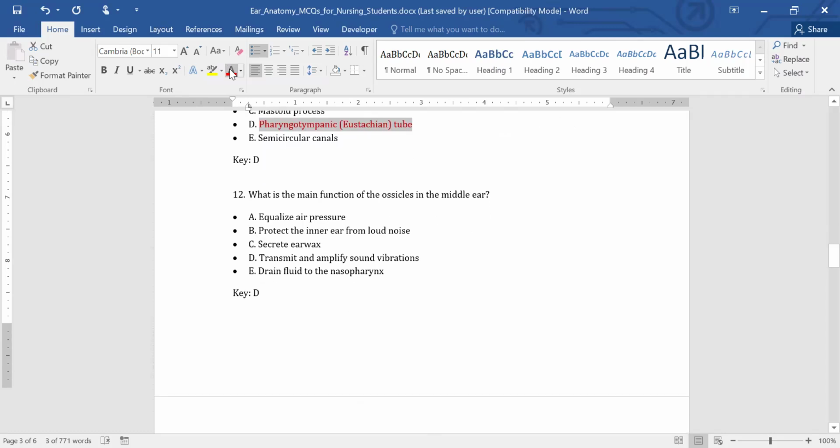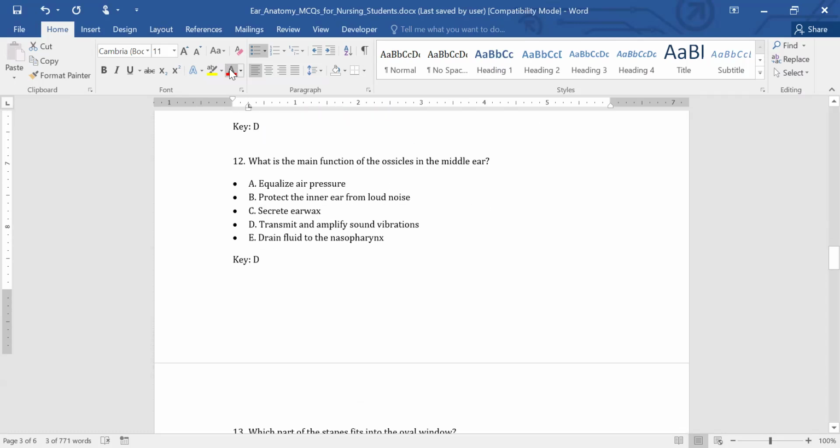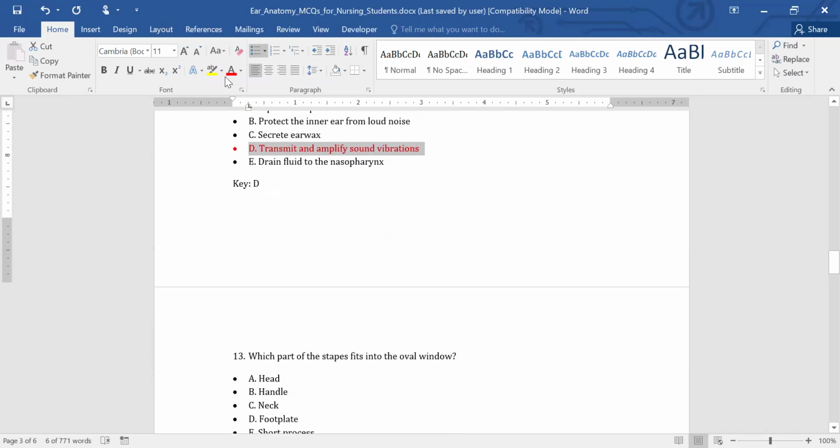What is the main function of the ossicles in the middle ear? To transmit and amplify sound vibrations. The main function of the bones in the middle ear is to transmit and amplify the sound vibration.